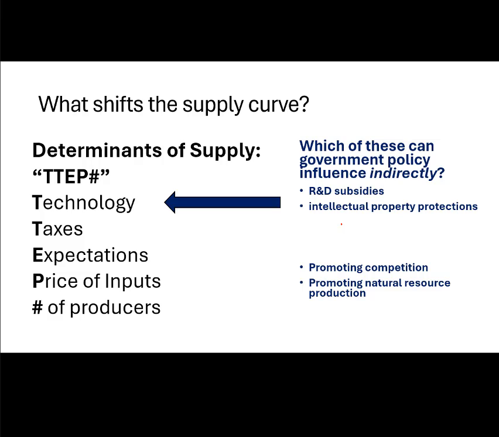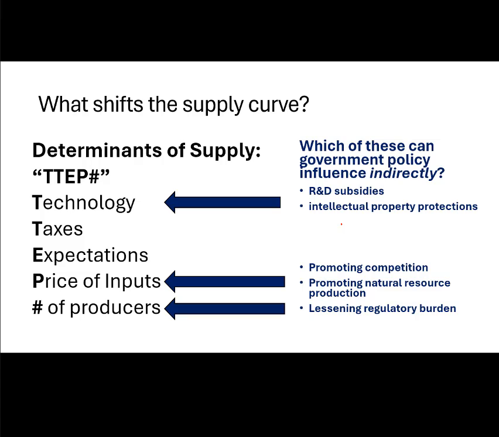I mean, if you think about energy resources in particular, you name me a product that doesn't use energy as an input. So if we promoted more affordable energy or more expansive energy production, that could influence the supply curve of all goods through the price of inputs channel. We could also think about reducing the regulatory burden on companies. All of those factors would work through either the price of inputs and or the number of producers.